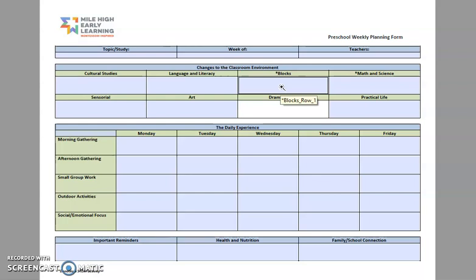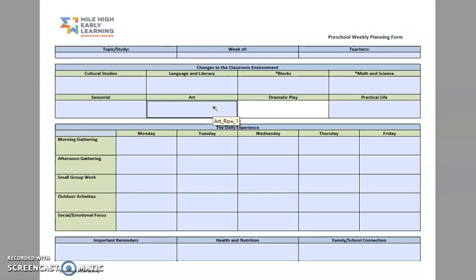Either way, these are things that are physical changes to your classroom environment and things that are left out for children to access whenever they would like. So ramps is a good example of this. In the art area, maybe you have put out some collage materials, and those materials are going to sit out on the art shelf for children to access, like I said, throughout the day whenever they want.